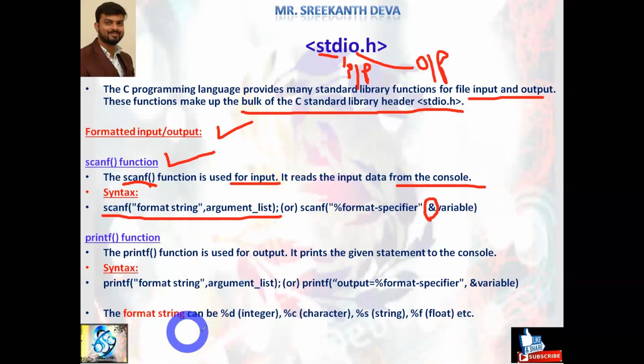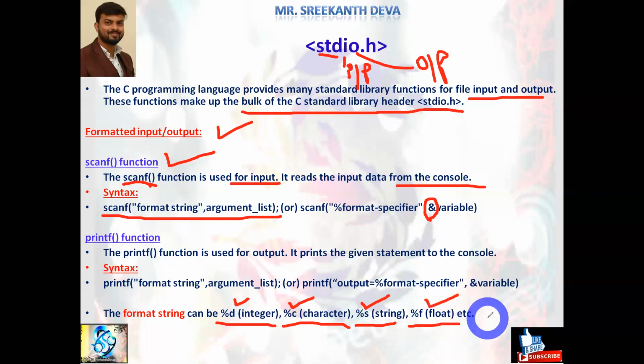Here, in the format string in C language, we must define what type of input we are using. Like integral type, represented by percent d. If I'm reading characters, then you must define the format string percent c. If I'm using string type, then the format string specifies percent s. Where I want to read float data, then we must declare the format string as percent f. Several format strings are there, and we will discuss them in detail in the coming sessions.